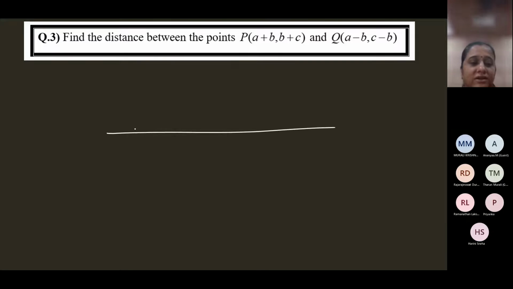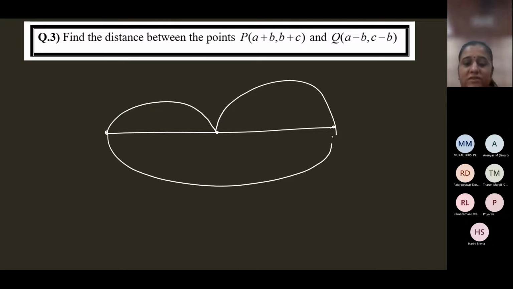In case of collinearity, the sum of the length of this line segment and this one will be equal to the third one. In case of collinearity, the sum of these 2 line segments will be equal to this one. That is when the 3 points are collinear. If the 3 points are not collinear, a triangle is formed, where the sum of any 2 sides will be greater than the third side.